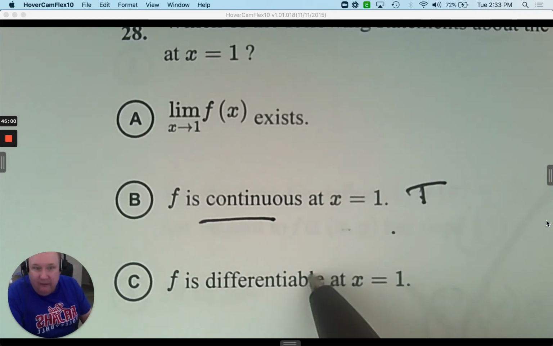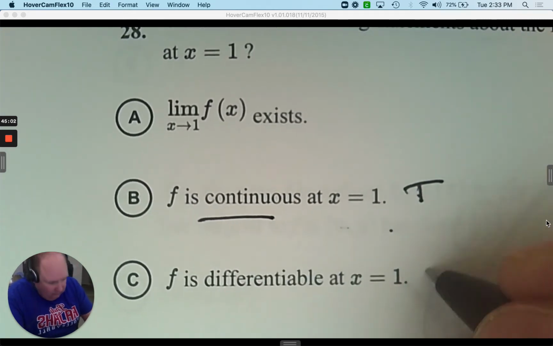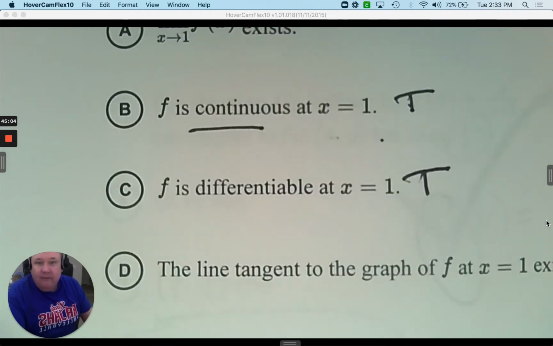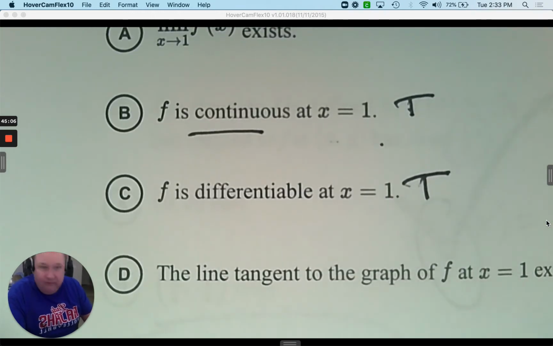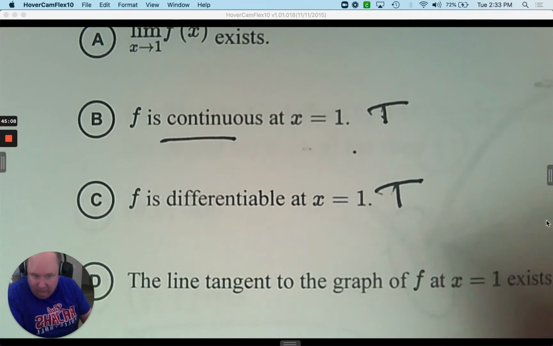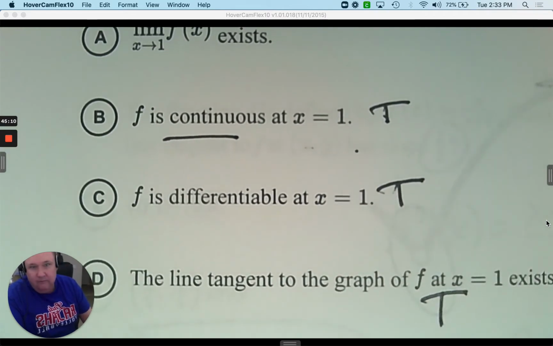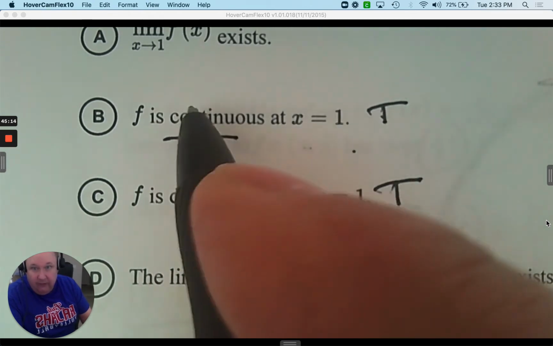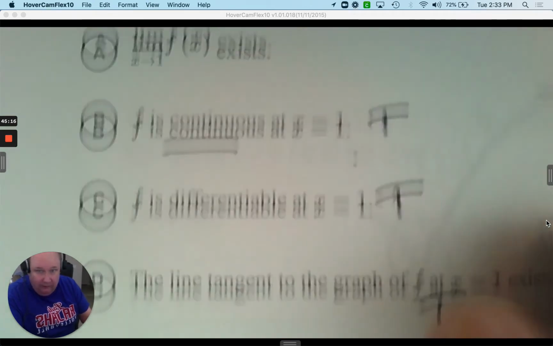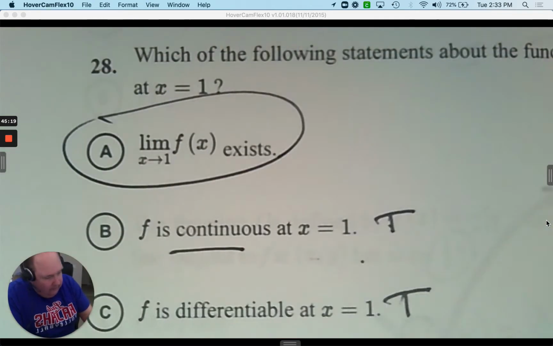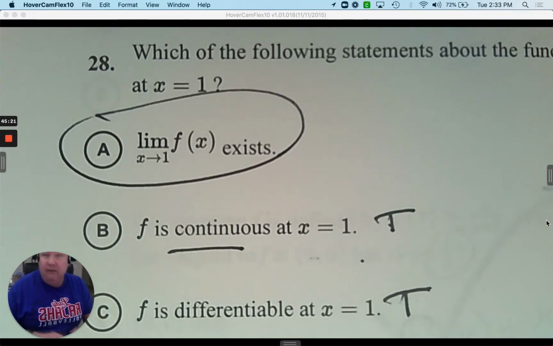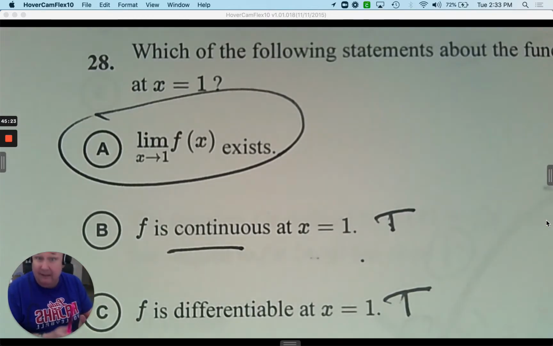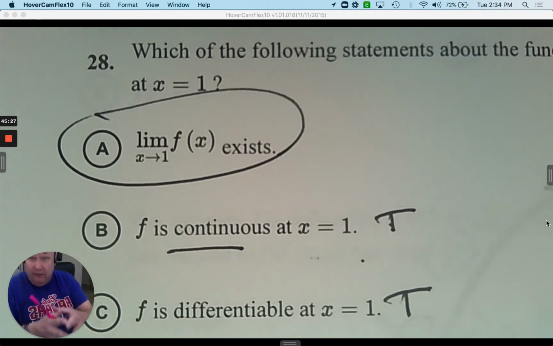If it's differentiable, it's continuous, so it's true. The line tangent to the graph exists. That means it's differentiable. So that's true. That's another way to say it's differentiable. If it's differentiable, it must be continuous. So all of those. So the only one that cannot be used to show that it exists is the limit, because a limit can exist and there's no value there. There could be a hole, a removable discontinuity.